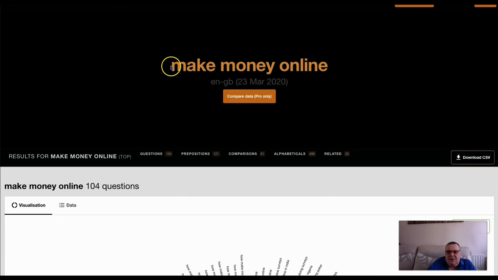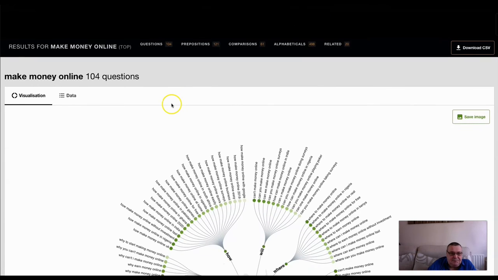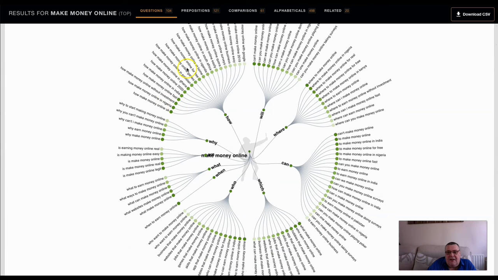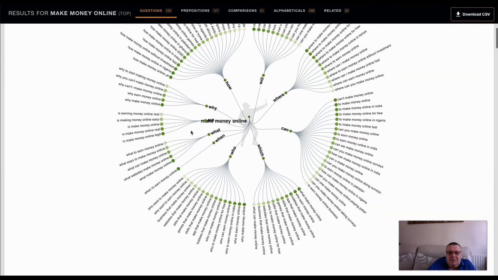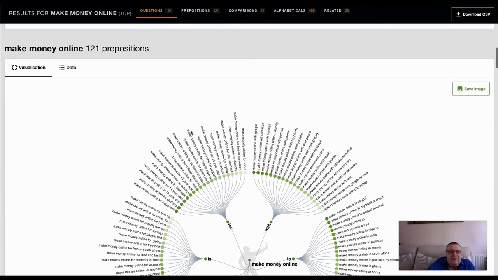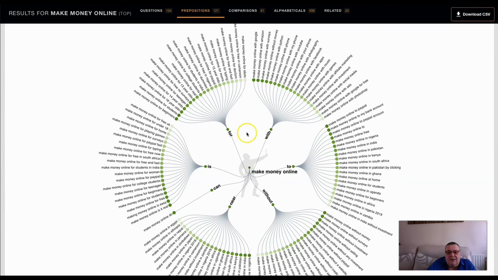So I've put in the keyword make money online here, and this is the result I get. This is today, look, the 23rd of March 2020. Make money online, and these come up in graphs like this. I know you can't see these keywords very well on your screen, guys, but trust me, I'll show you a little tip in a minute. So you get the graphs for different keywords for, with, is, can, within the make money online niche.